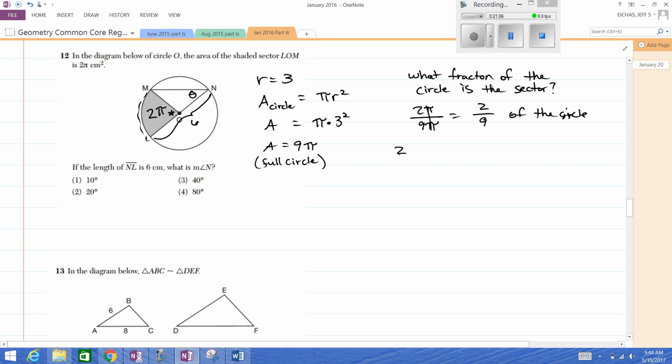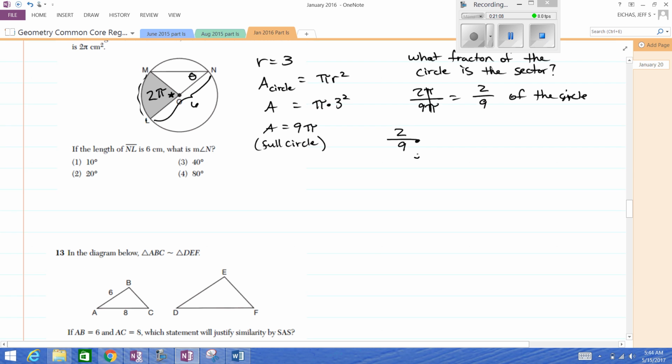All right, so what's 2/9 of a full circle? It's 2/9 of 360. So that's going to be 40 times 2 is 80. So 80 degrees in here. That angle, that central angle, right, is going to be 80 degrees. Well, it intercepts an arc of 80 degrees.